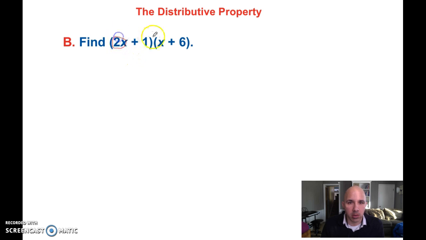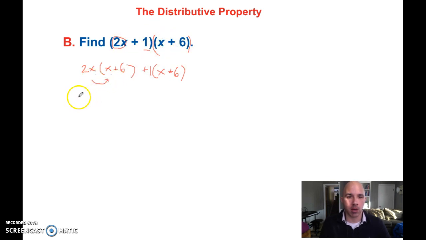This is 2x times this quantity here. So this is what I just said. We're going to use what we learned in the first part of the notes. All right, so x plus 6. And the second quantity is plus 1 times x plus 6. So this is when you're distributing the 2x to the x plus 6 quantity and the 1 times the x plus 6. So we're going to do this just the same way. We're just going to multiply this out.